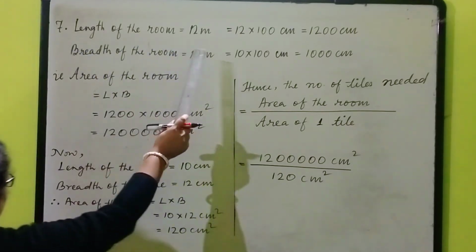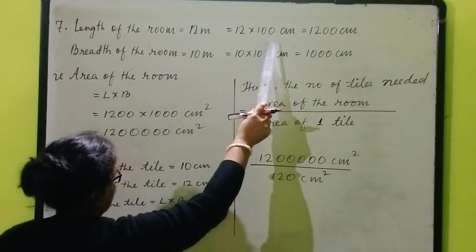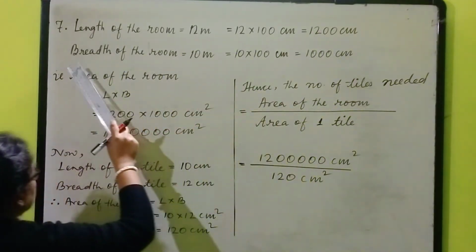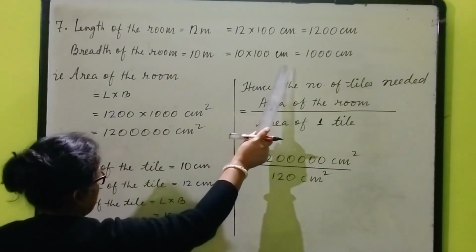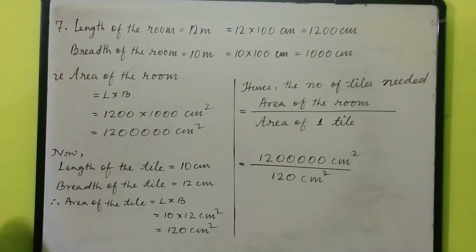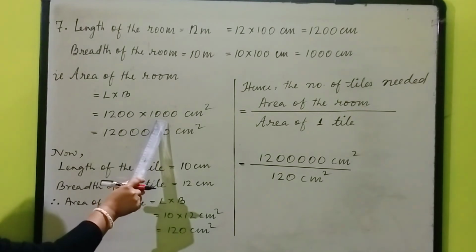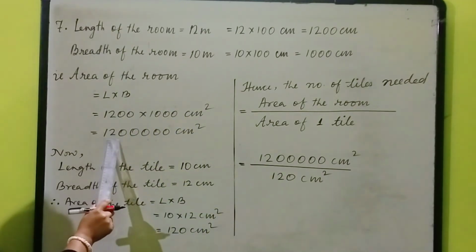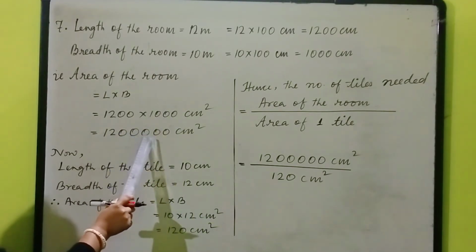So here, length of the room is 12 meter, let us change into centimeter. 12 into 100 centimeter, that is 1200 centimeter. Breadth of the room, 10 meter, 10 into 100 centimeter, that is 1000 centimeter. Okay. Now area of the room, length into breadth, 1200 into 1000 square centimeter.